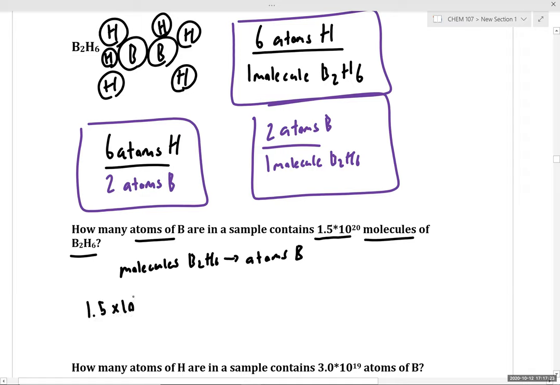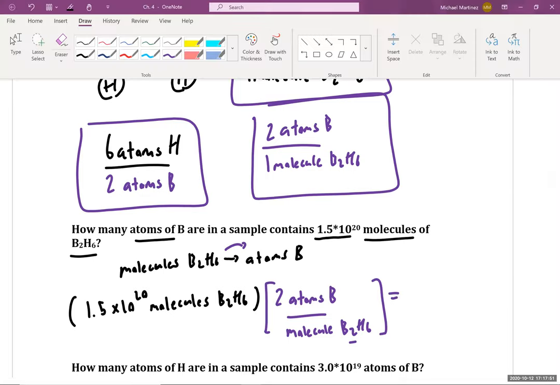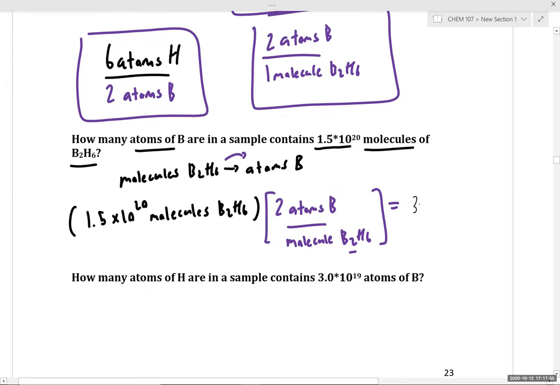So we have 1.5 times 10 to the 20th molecules of B2H6. Now, if we are converting to atoms of boron, how many atoms of boron do we have per molecule of B2H6? Looking at the formula, we have two atoms of boron. So then, punching this into our calculator, that in turn gives us 3.0 times 10 to the 20th atoms of boron. So the actual mechanics are identical to our mole to mole conversion examples. We're just using slightly different unit labels.